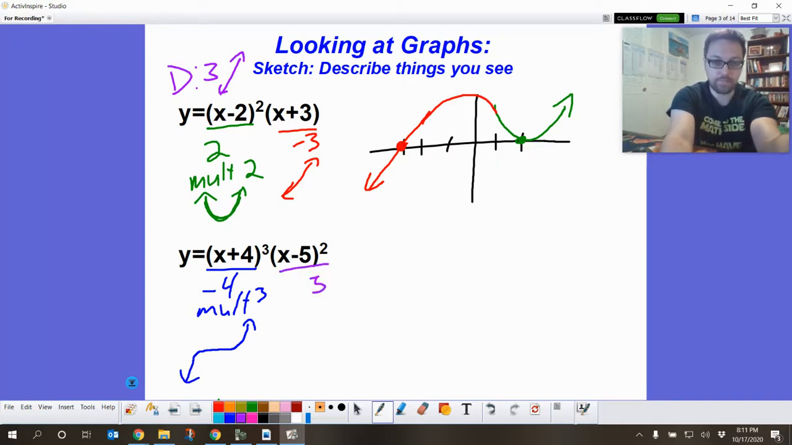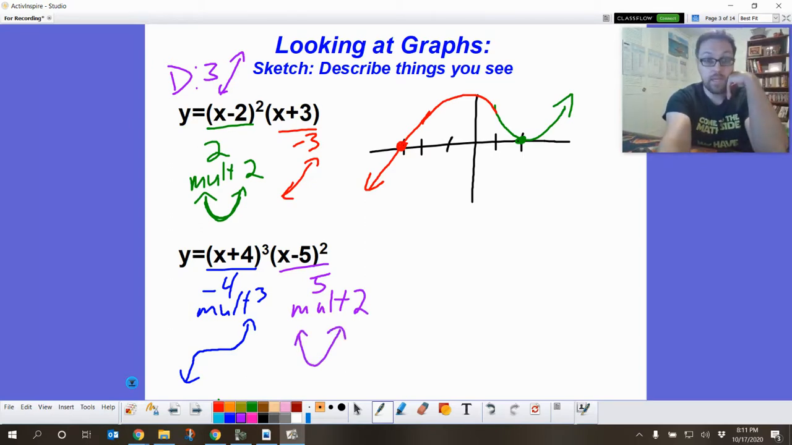For this one, we have a 0 at 5, and our multiplicity is 2. So that should be another one of those bounce ones. It might be up like that, it might be down, but I don't know. Its degree is 5, so that's another odd one. So it's going to be shooting up like that. It should start low and end high.